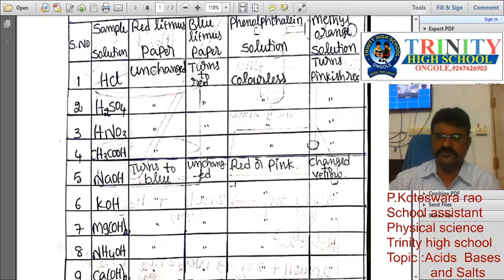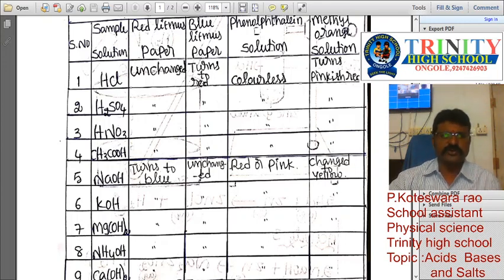But what about the next one? We want to take H2SO4. H2SO4 means sulfuric acid. And what about the red litmus paper? Unchanged. What about blue litmus paper? Turns into red. What about phenolphthalein solution? Colorless or no change. And what about methyl orange solution? Turns into pinkish red or red. And next sample HNO3, unchanged. Blue litmus paper turns into red. Phenolphthalein solution, colorless. Methyl orange indicator solution, pinkish red or red.